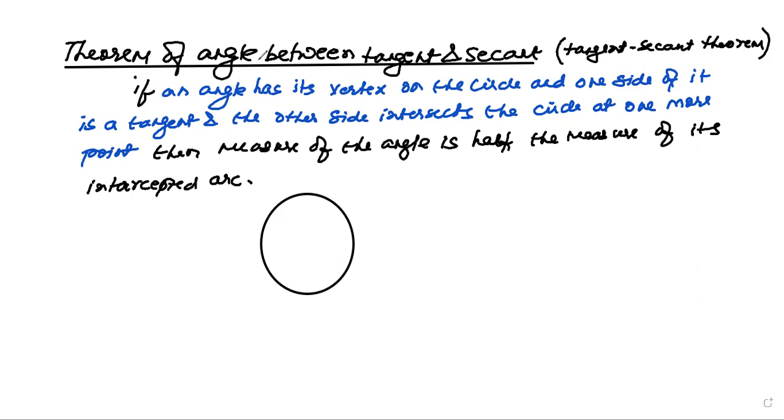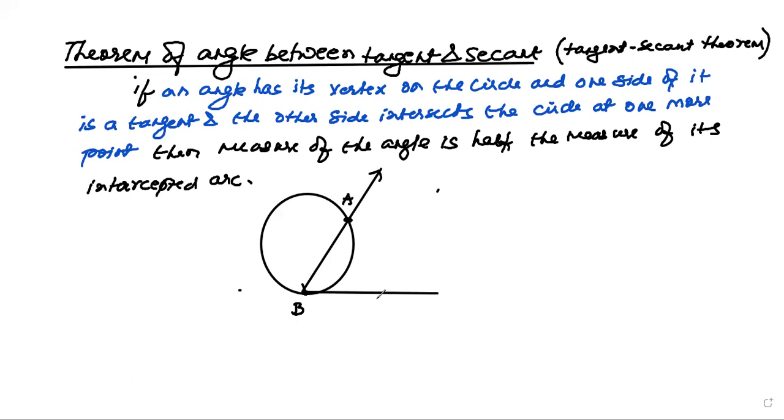Like the name says, you can see here, an angle has its vertex B on the circle. One side is a tangent, and the other side, when I try to draw it, intersects the circle at one more point.